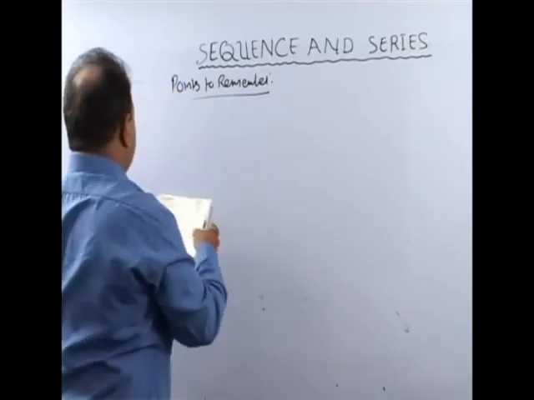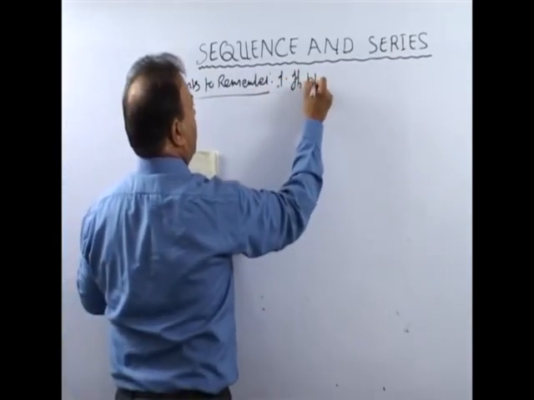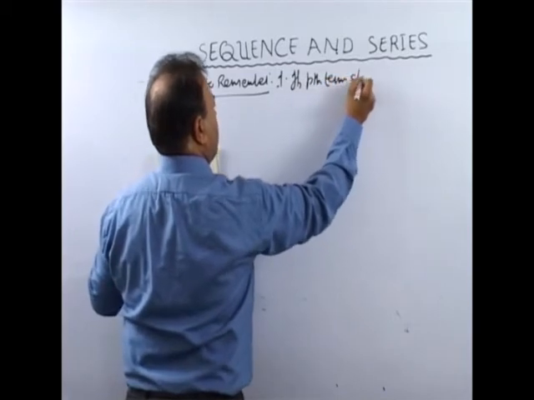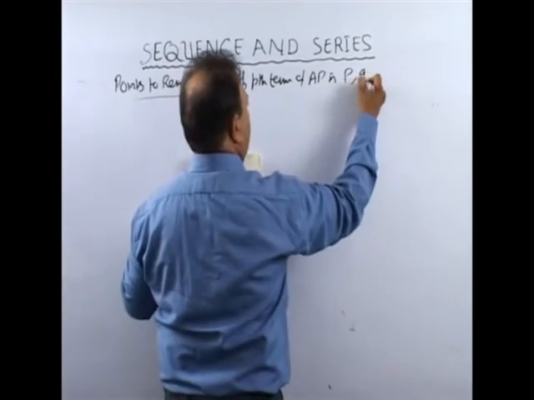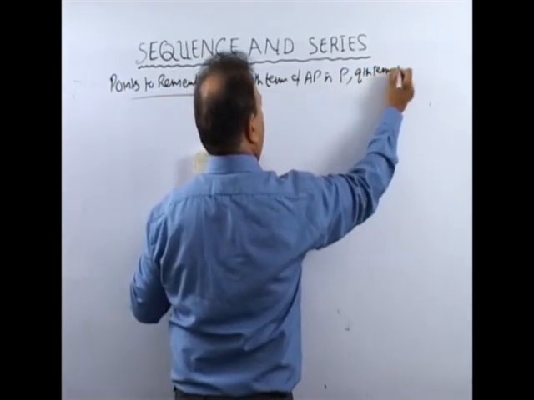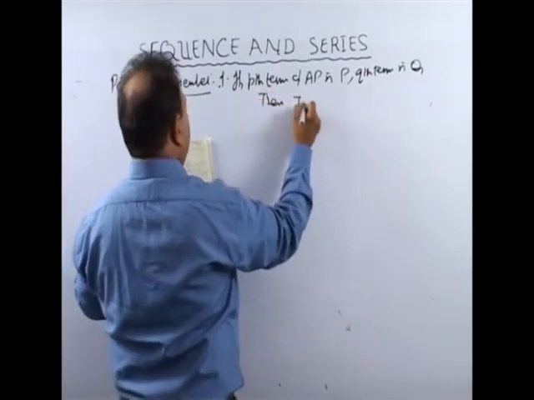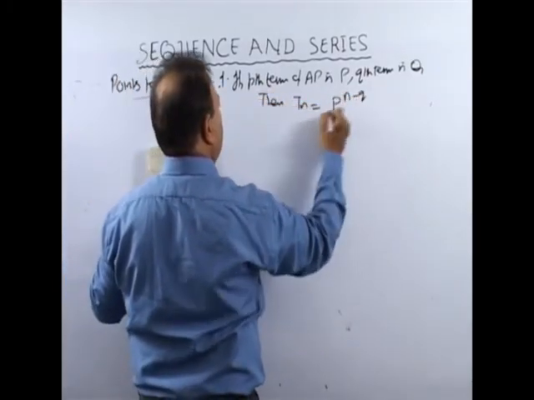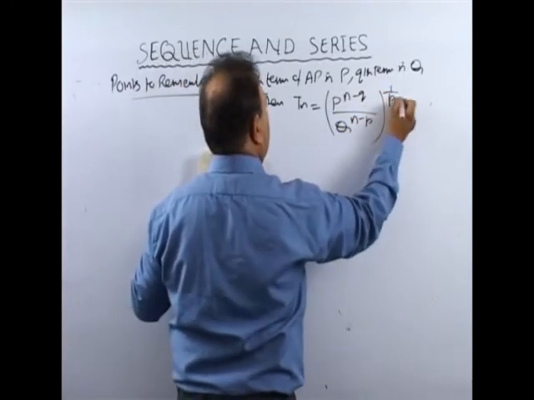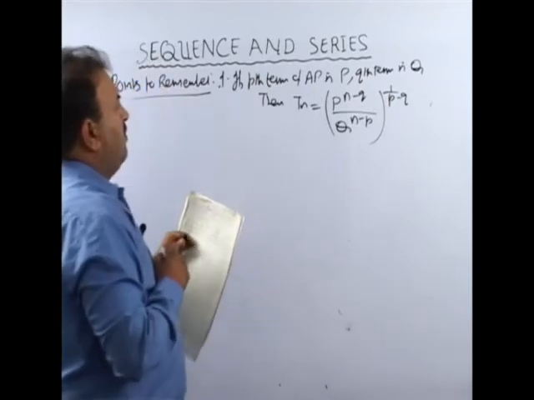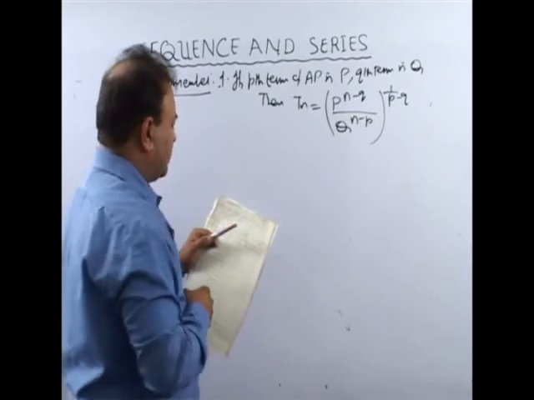that is, the pth term of AP is capital P, and the qth term is capital Q. Then the nth term is (P^(n-q) Q^(n-p)) whole to the power 1 upon p minus q. The pth term of AP is capital P, the qth term is capital Q. The nth term can be written as this one.